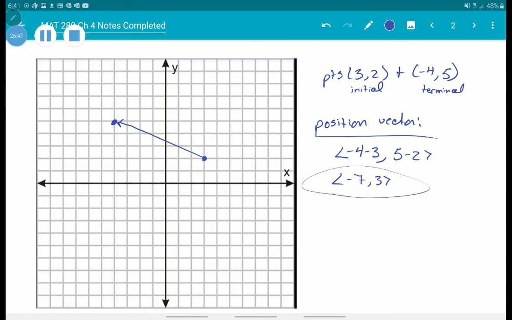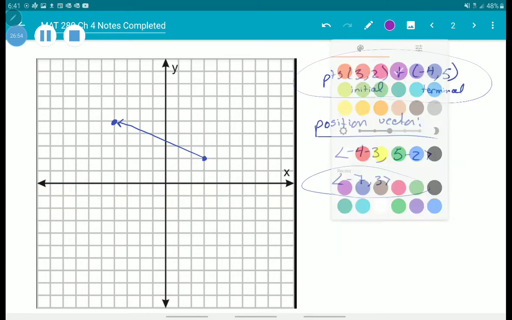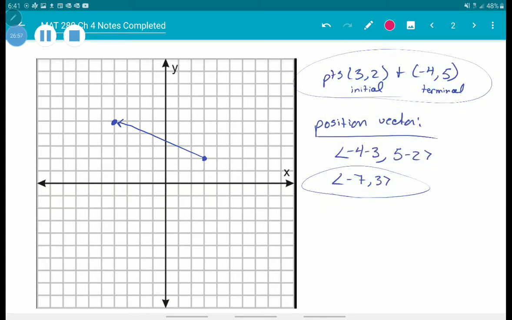Now, this vector will look just like this vector in space, only it's going to start at the origin instead. So if I were to graph this position vector here, I would go 7 to the left, and then up 3. So you can see how it's that same vector. We have literally just picked it up and moved it to the origin. It's still going in the same direction. Everything's the same.